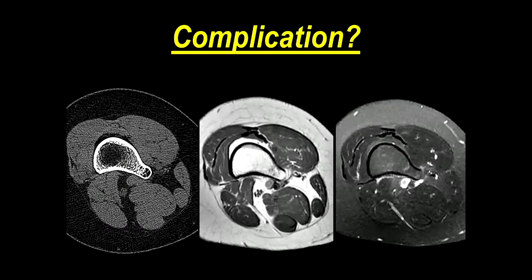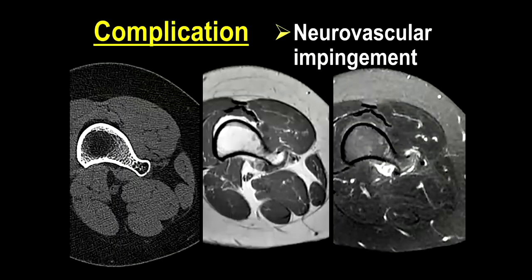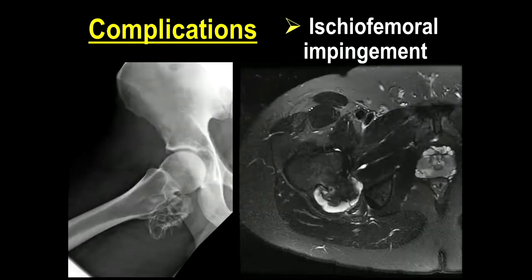And what about this complication in a patient with an osteochondroma? This patient had neurovascular impingement, so we need to be on the lookout for these osseous excrescences pushing on adjacent nerves or vessels. There are other complications that can occur when there's an osseous excrescence. In this case, the femur and the ischium were abutting one another because of the osseous excrescence off the femur, resulting in ischiofemoral impingement.